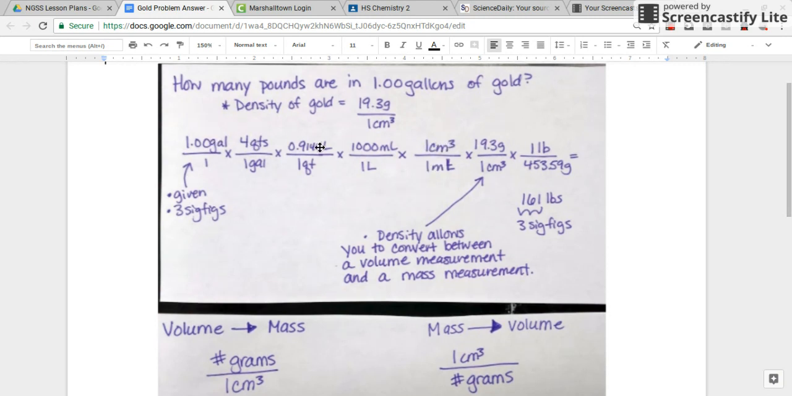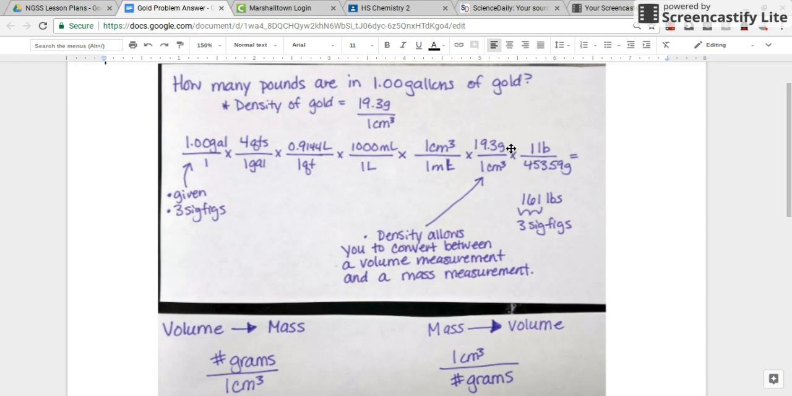My whole purpose with these first 5 steps was to get to 1 centimeter cubed, because that's what my density units are in. So all of these steps here were just to get to 1 centimeter cubed. So then I can plug the density step in. Now that I've got centimeters cubed on top, I can put my 1 centimeter cubed on the bottom, and then I could put my 19.3 grams on top. This density step allows you to go from a volume measurement to a mass measurement.